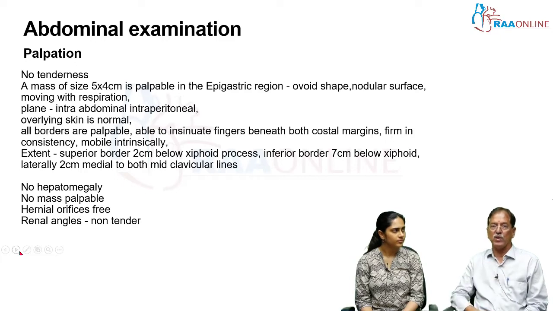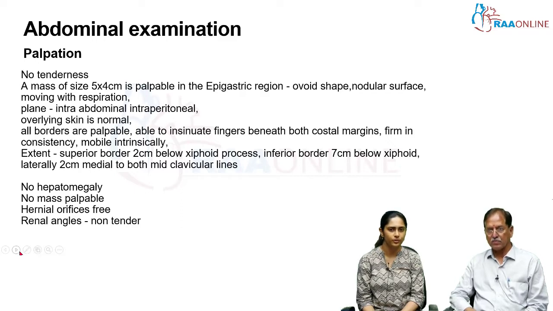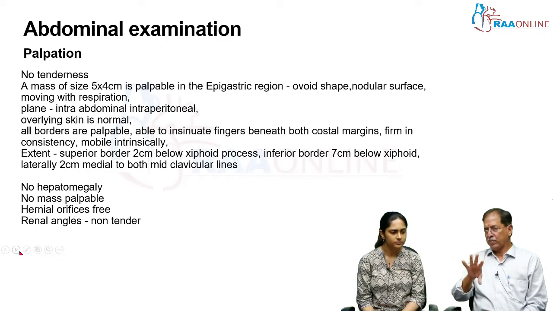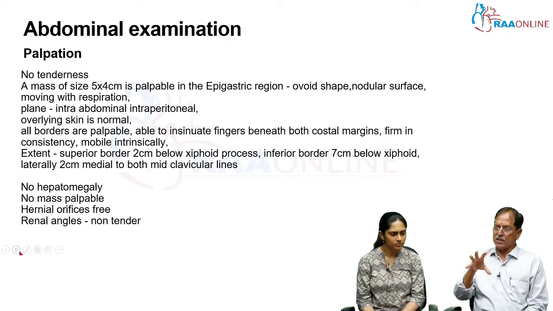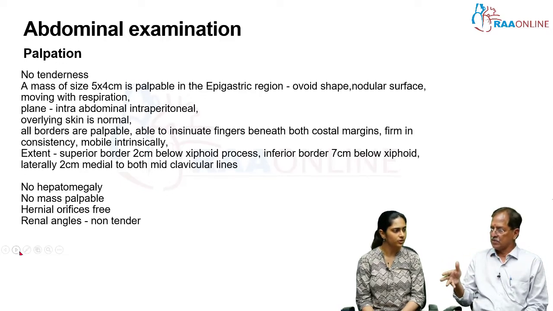Now the extent. The superior border is 2 centimeters below the xiphoid process. The inferior border is 7 centimeters below the xiphoid. Laterally on either side it is 2 centimeters medial to both midclavicular lines. This is one way of presenting, but you can always tell there is a mass in the epigastric region extending to the other quadrants, like I said, extending to the umbilical region as well.